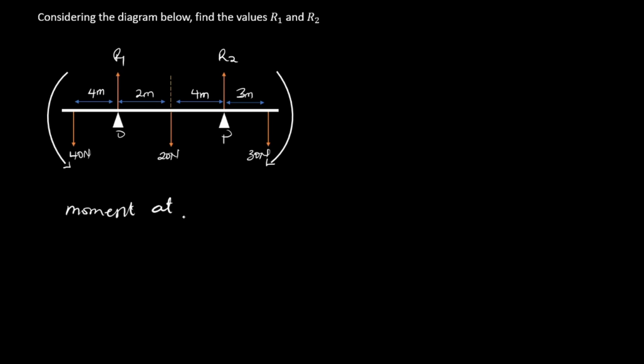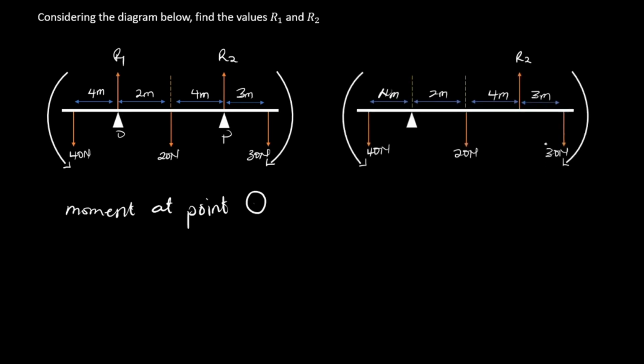So for this example I want to take the moment at point O. If I'm taking the moment about this point O, it means point P, or this pivot, will no longer exist, and this reaction R1 will also no longer exist, because I'm taking the moment at this point. So this whole diagram becomes this beautiful diagram we have over here. You could see we have the pivot O still over here, then we have the reaction R2 still existing because the pivot P is no longer here. So this way we can easily solve for our R2.